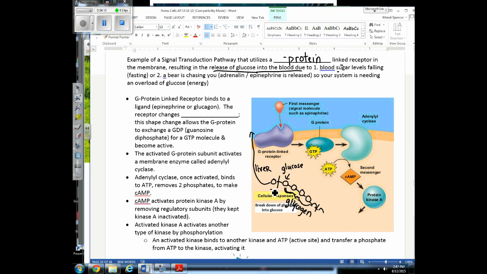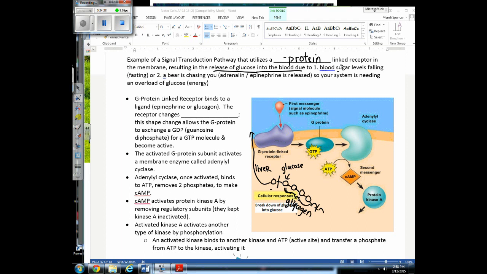So in this situation, adrenaline is going to cause the breakup of the glycogen in the liver cells, and the glucose is going to be delivered to cells that are in need, like your muscle cells that are running and your brain cells that are trying to process and figure out how to survive.